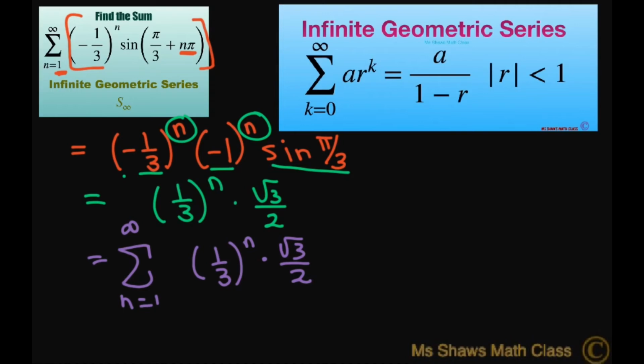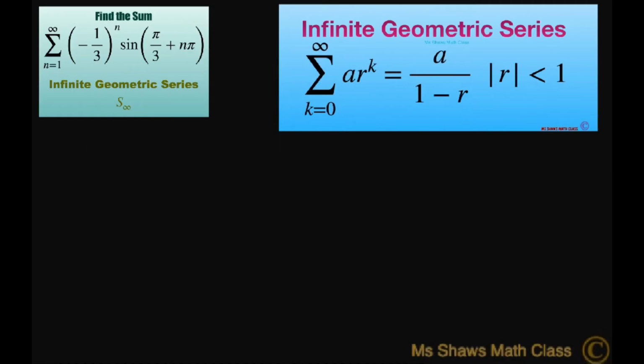All right, and I'm going to bring this in front. This is my constant. I'll bring it up here. So I'm going to get this equals square root of 3 divided by 2 times the sum from n equals 1 to infinity of (1/3)^n.